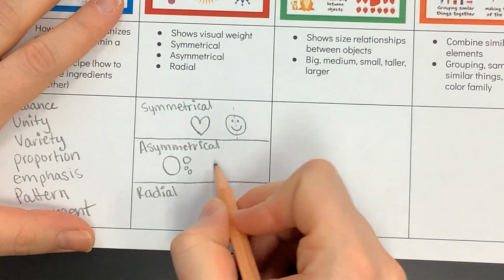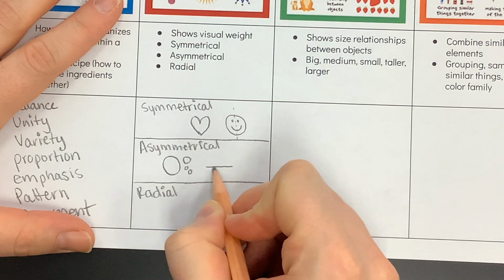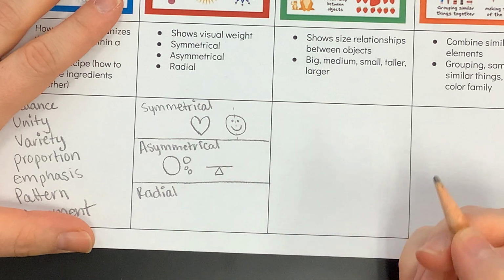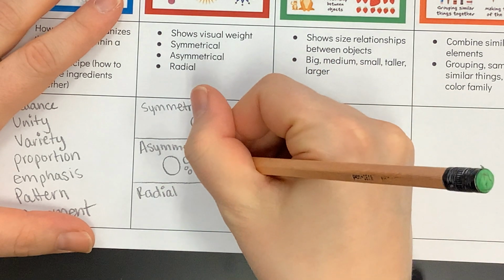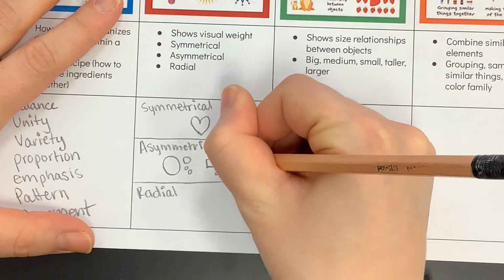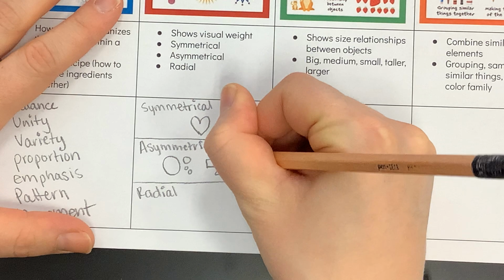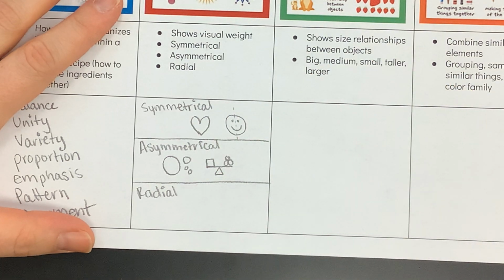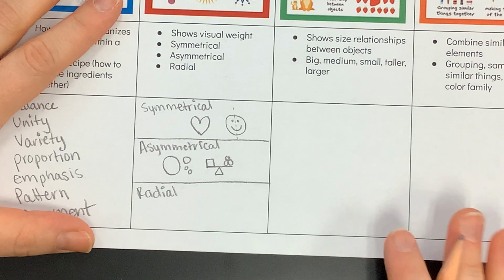Okay, another way that we can show it is sometimes for students, it makes sense to them to make like a little balance scale. And you've got a square on this side and maybe three little circles over here. That would represent asymmetrical. They still feel even, take up about the same amount of space, but they're different objects.